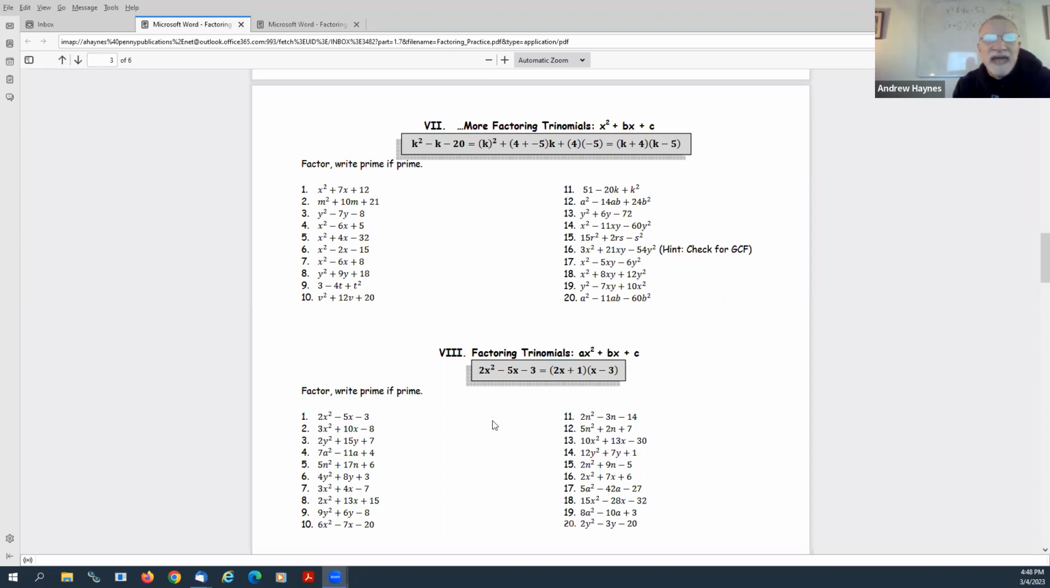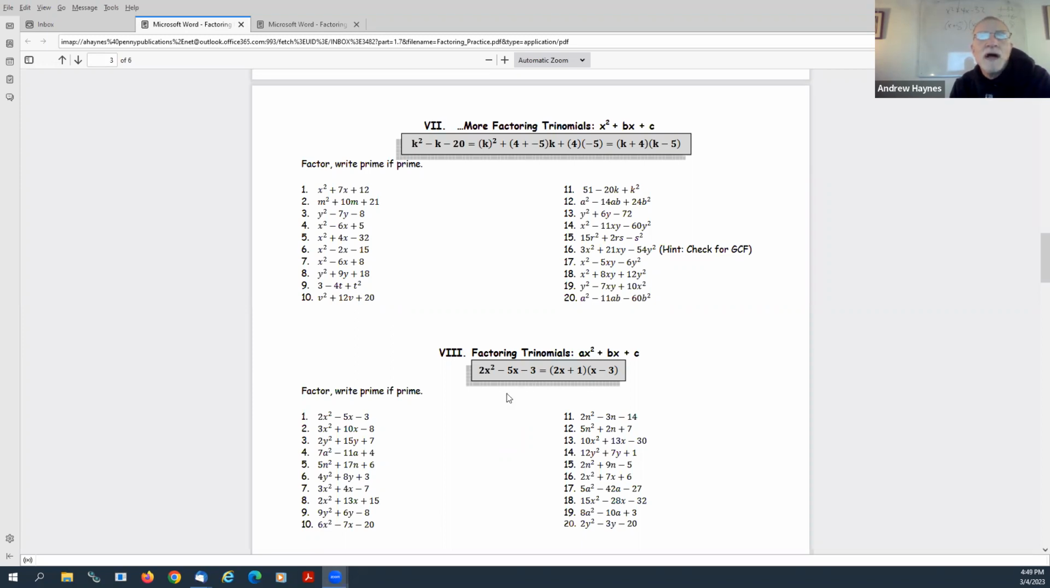This problem has the added bonus of having the last number prime, -3. So because it's -3, we know the second numbers are going to be 3 and 1. So we know what the numbers are going to be. The question is, how do we organize it? What goes with the 2? What goes with the 1? We have signs to deal with. That's a -3, so it's going to be a plus and a minus. And then we just kind of have to play around with it a little bit.